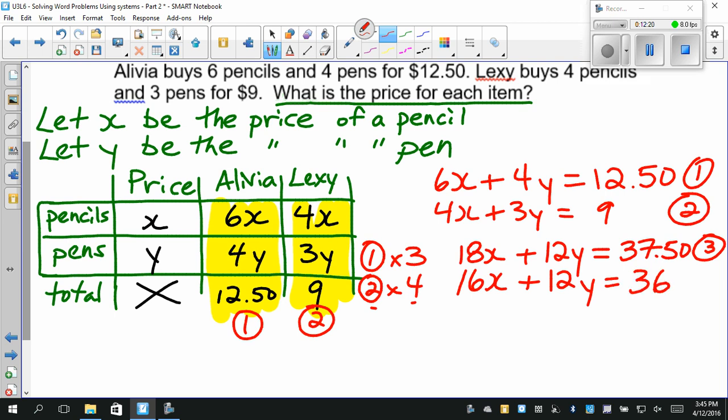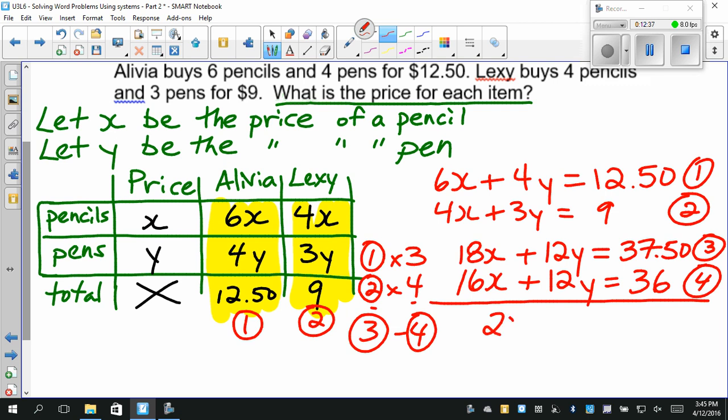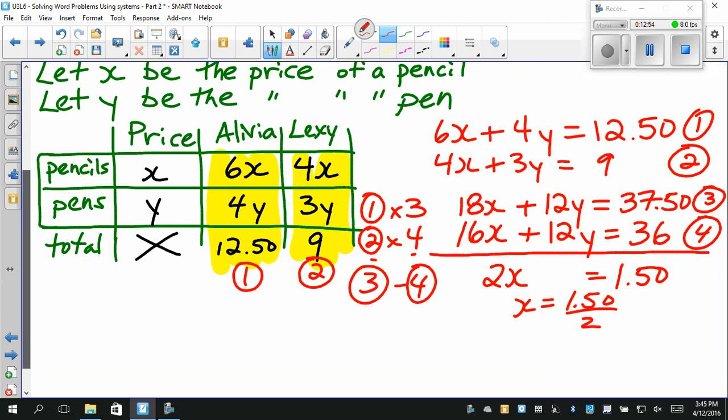Now that I've got the same number in front of my y's, I put a line underneath, and it's a 12y and a 12y. So we're going to have to subtract to get 0y there. So 18x minus 16x is 2x. And then 37.50 minus 36 is $1.50. So to figure out the value of x, I divide that by 2, and I end up with x equals 0.75.